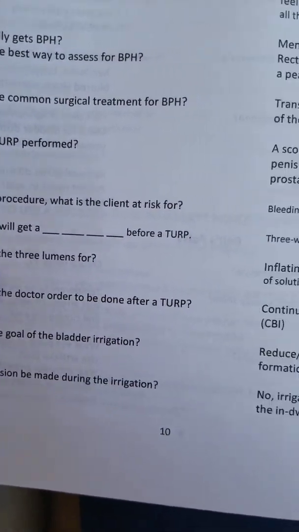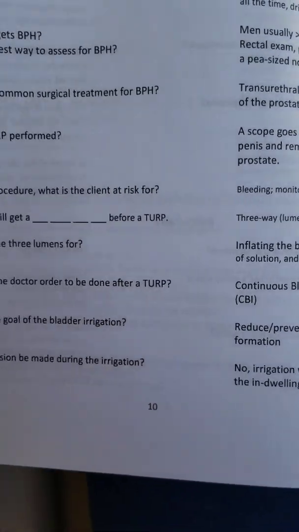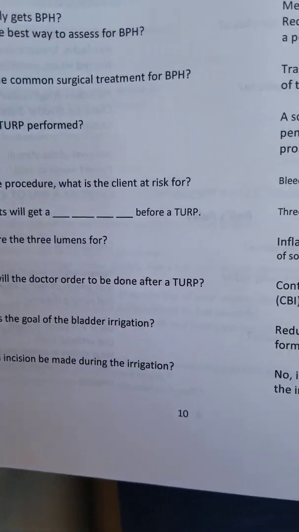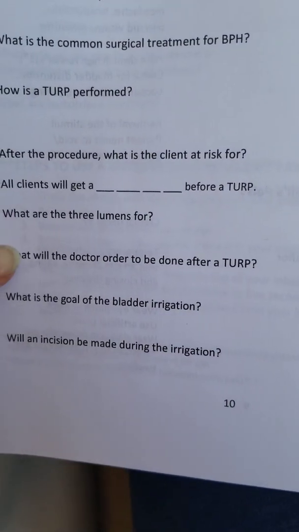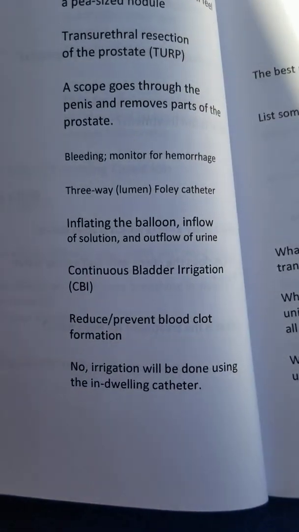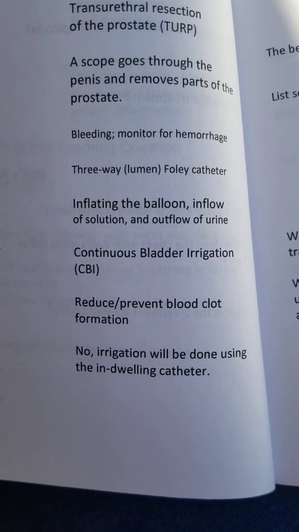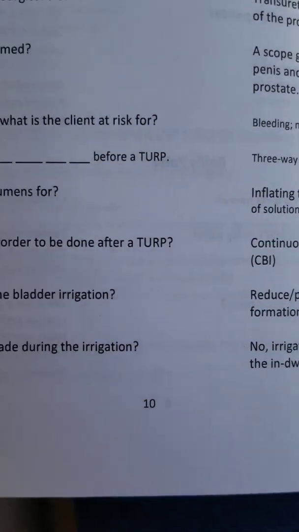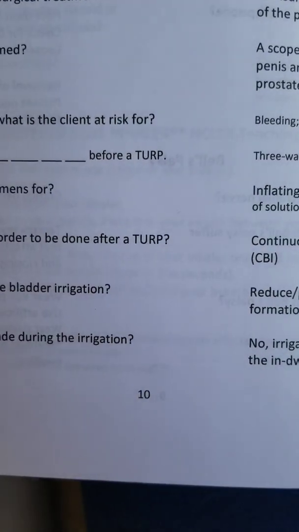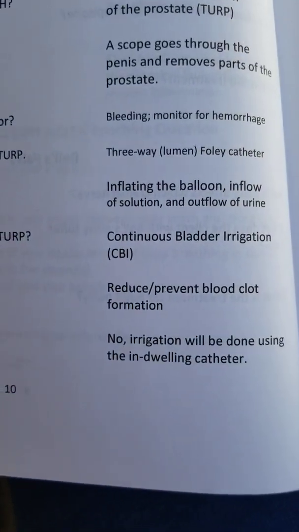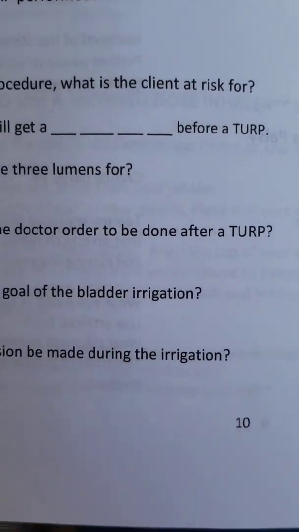After the procedure, the client is at risk for bleeding, monitor for hemorrhage. All clients will get a 3-way lumen Foley catheter before a TURP. The 3 lumens are inflating the balloon, inflow of solution, and outflow of urine. What will the doctor order to be done after TURP? You want continuous bladder irrigation, CBI.